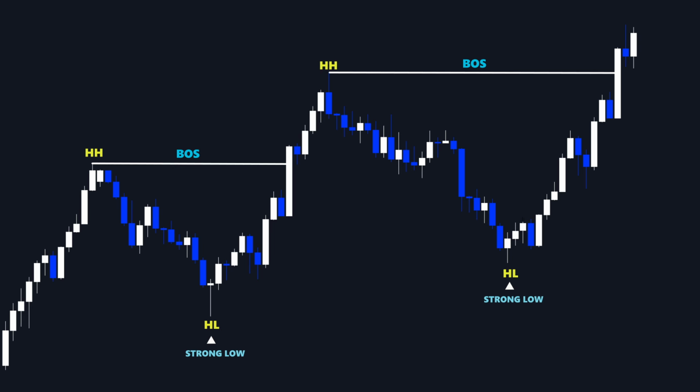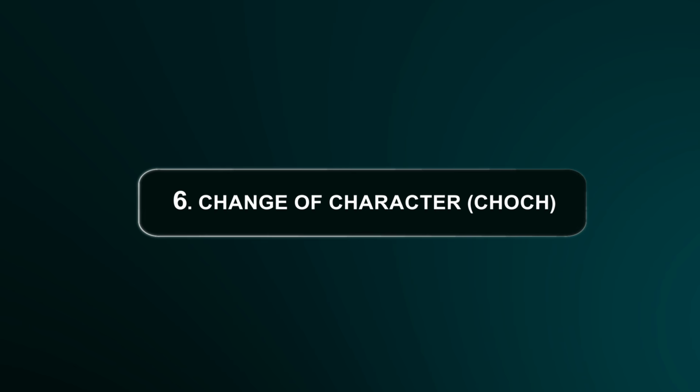On the other side, whichever points get broken easily, they help us understand the structure. So here, in an uptrend, the higher highs are the weak points because they get broken easily and do not hold price clearly. Next is the change of character, simply called CHOCH.